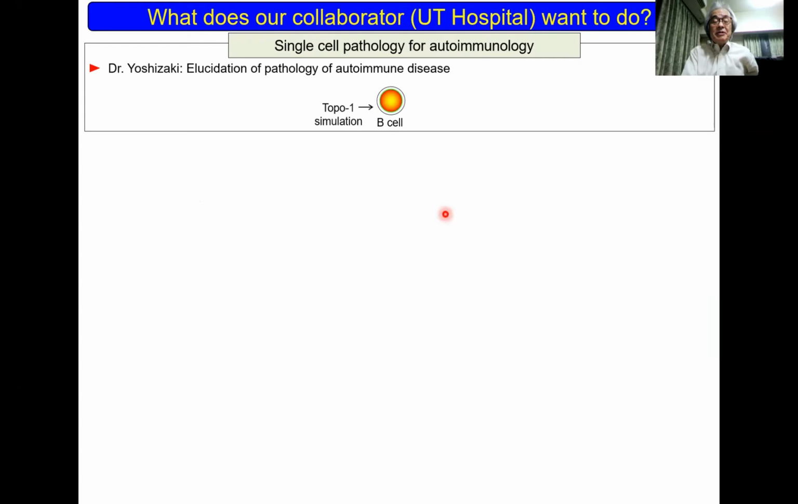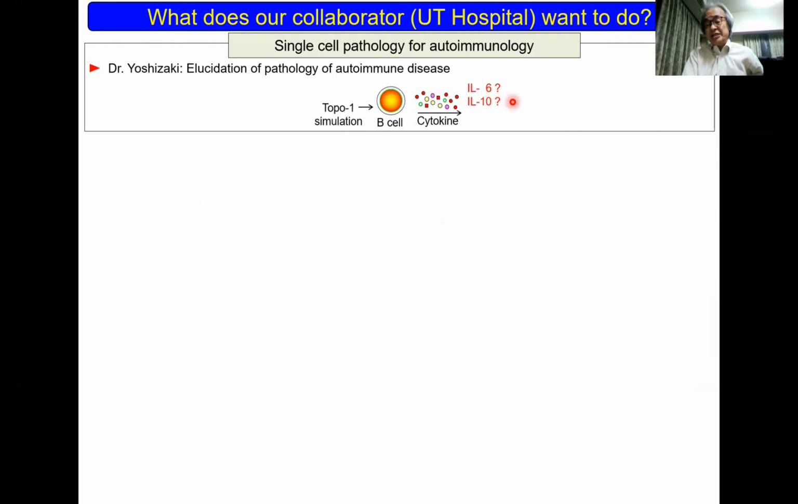We stimulated the top one, stimulated the single B cell. It's a living B cell, living single B cell. And the simulation is the top one. And then some cytokine is released from the single B cell. And then our collaborator wants to know the quantity of interleukin six.